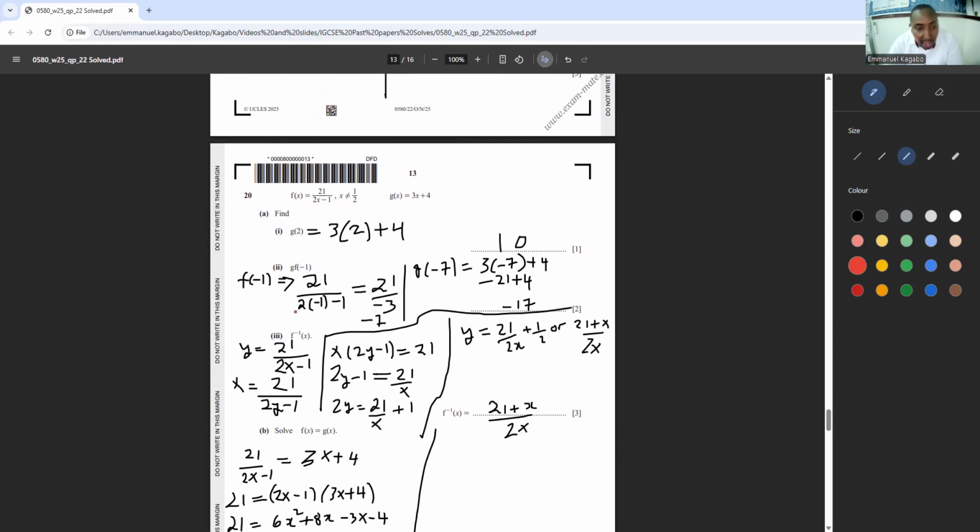This is about functions. Then they told you to find g of 2. Just substitute: 3 bracket 2 plus 4. That is 6 plus 4, which gives you 10. Then they said find g of f of negative 1.